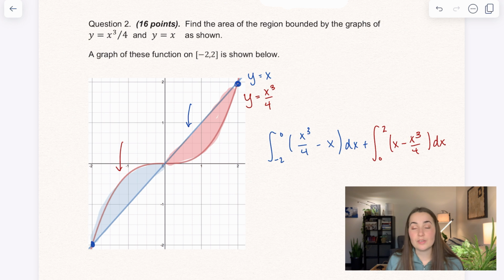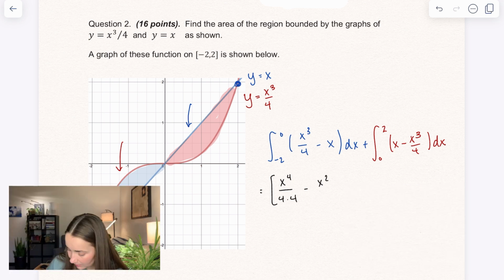So now that we have these two different integrals, we can go ahead and evaluate it. So here, what we're going to do is take the antiderivative. So I add 1 to the exponent and divide by that new exponent. So that's going to be 4 times 4. And we get minus x squared divided by 2. And this is going to be between -2 and 0.